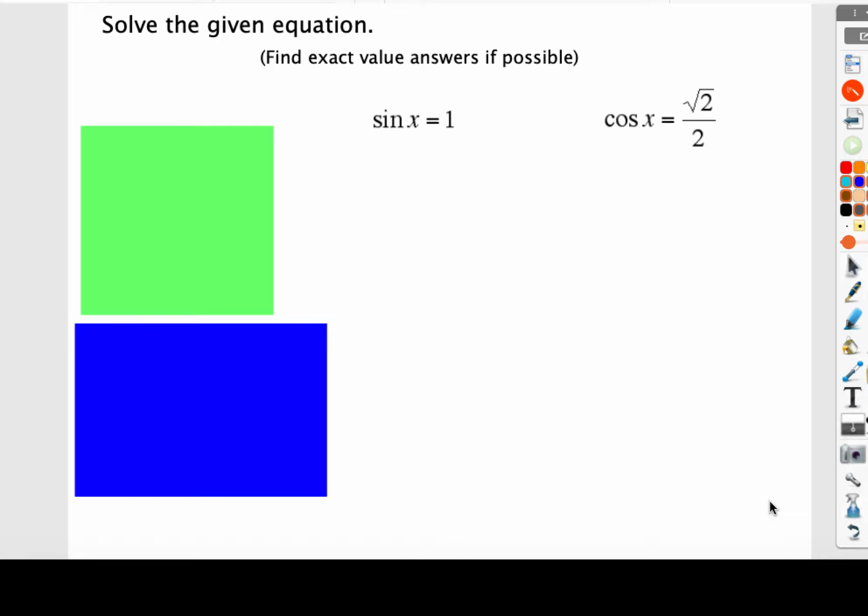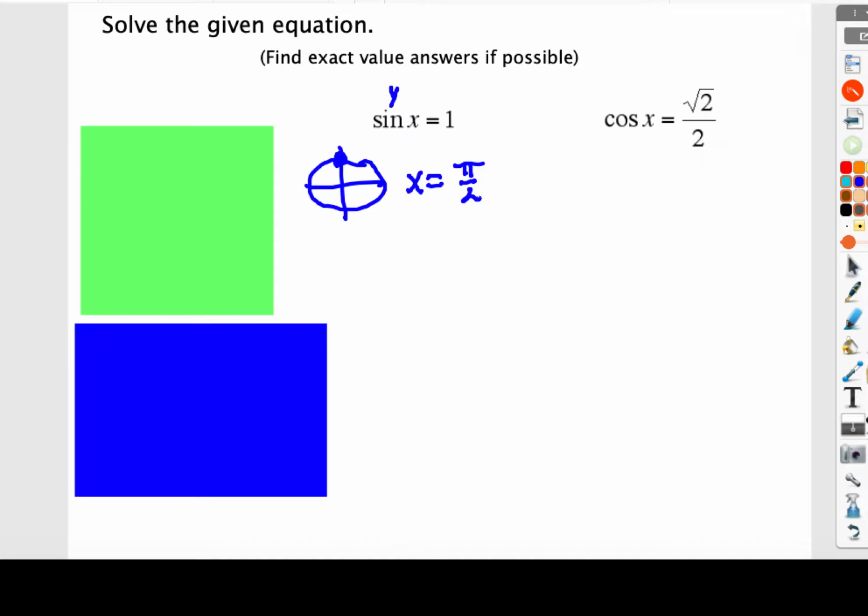Values like 1 or root 2 over 2 can easily be found using a unit circle idea when we're trying to solve trig equations. The sine is kind of like a y value on a unit circle, and the only place on our unit circle that the sine or the y value would be equal to 1 would be all the way up top here, or very simply at pi over 2, or at 90 degrees. Everywhere else we would have been less than 1, but again at pi over 2 we get that value.